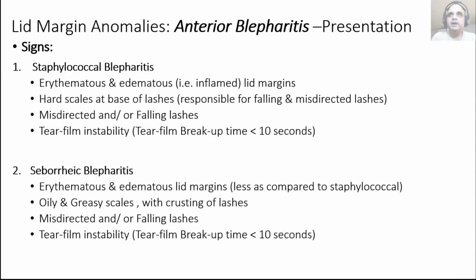For seborrheic blepharitis, you again would have erythematous and edematous lid margins, which is less as compared to the Staphylococcal variety. The scales now are oily and greasy, and they sort of crust the lashes rather than being at the base of lashes. You can have misdirected or falling lashes, and again, you would have tear film instability. What is this tear film breakup time? We'll just talk about it and actually see what it is.